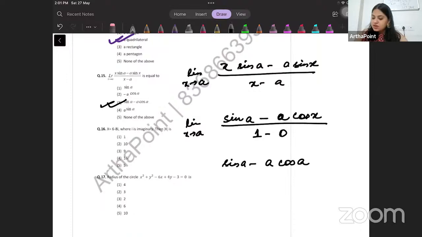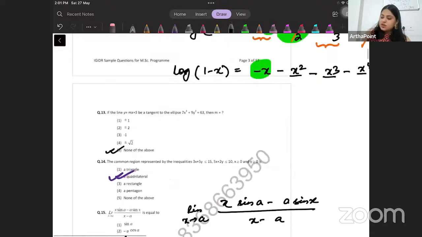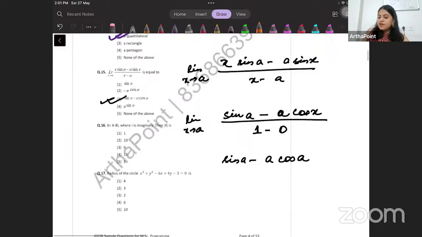Beta, here, just recheck this one once again. I think we haven't made any mistake, but just have a look again, okay? See if some calculation mistake was made. Okay, that's it. So we have completed till question number 15 today.